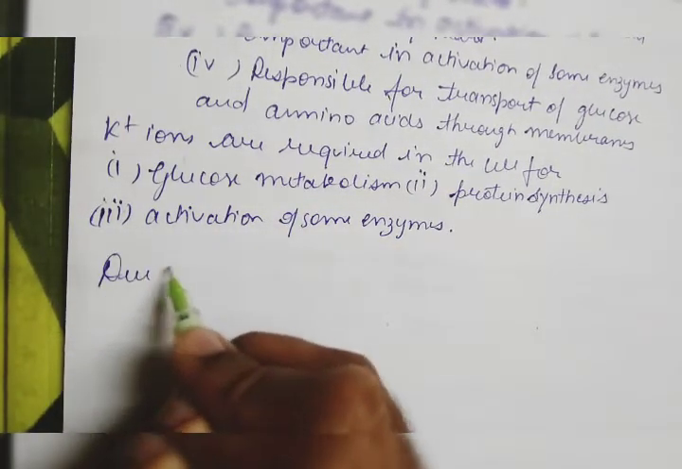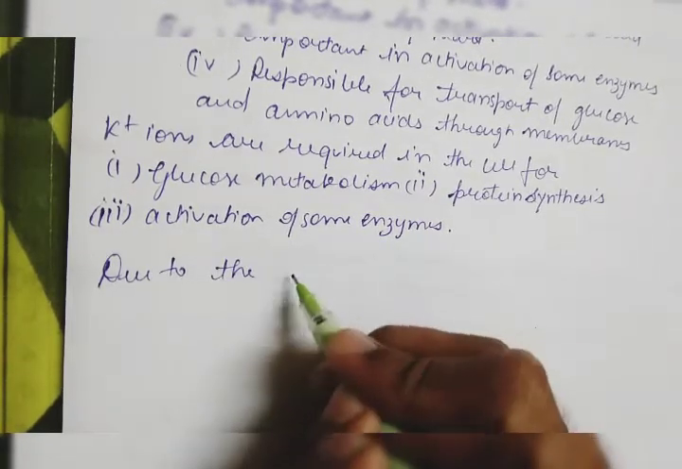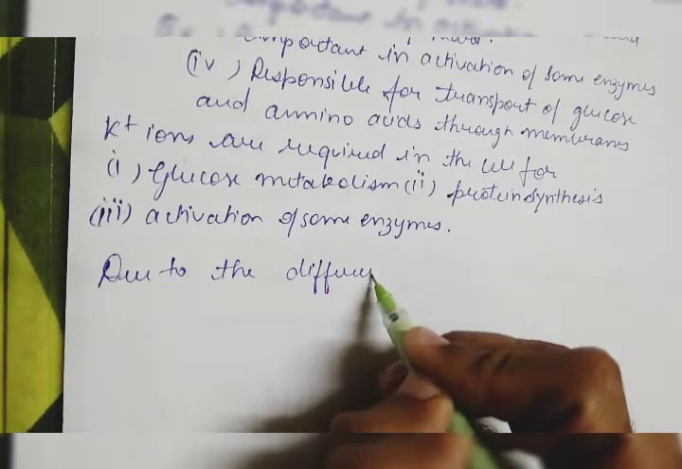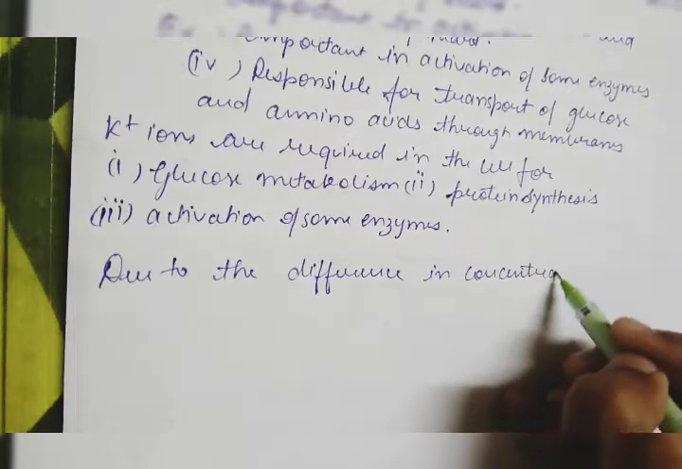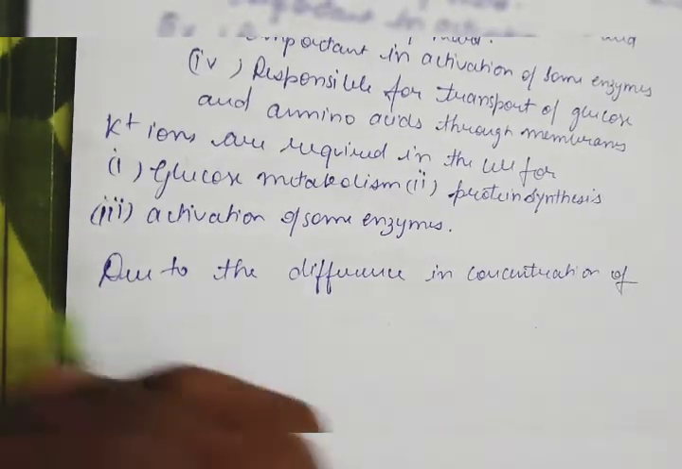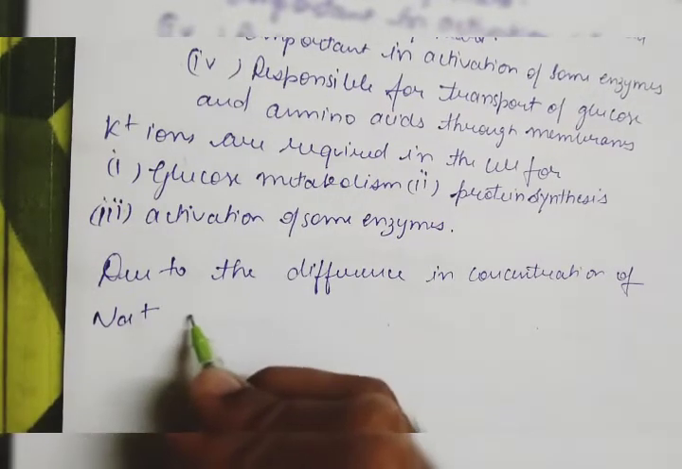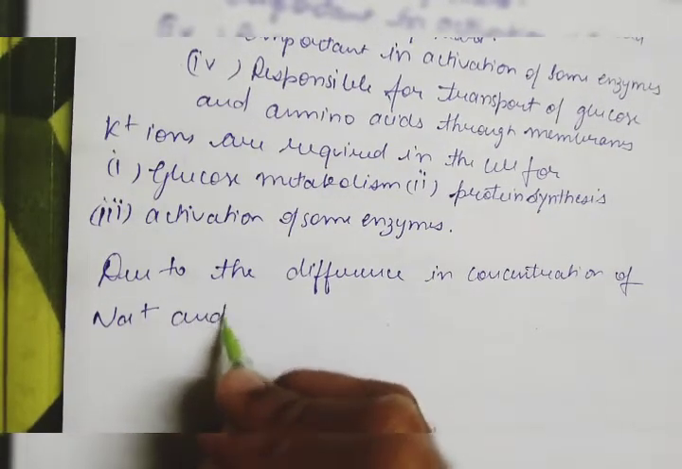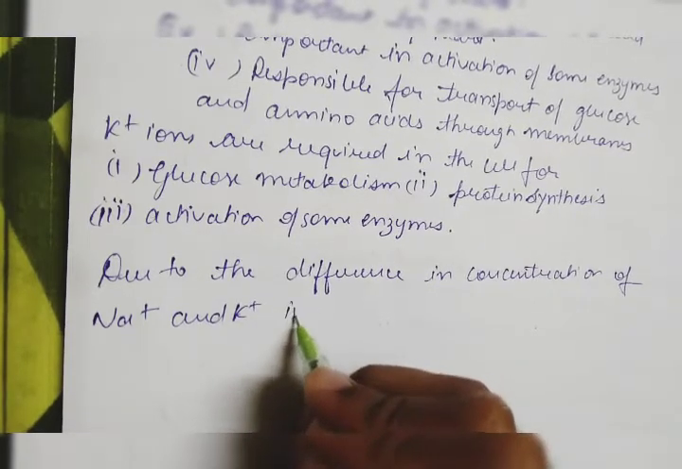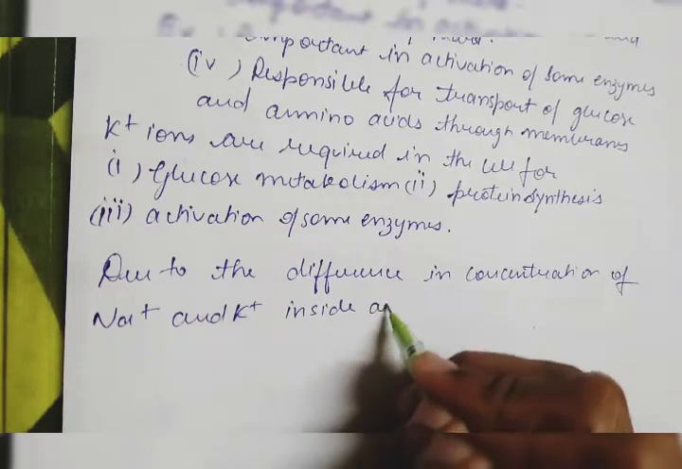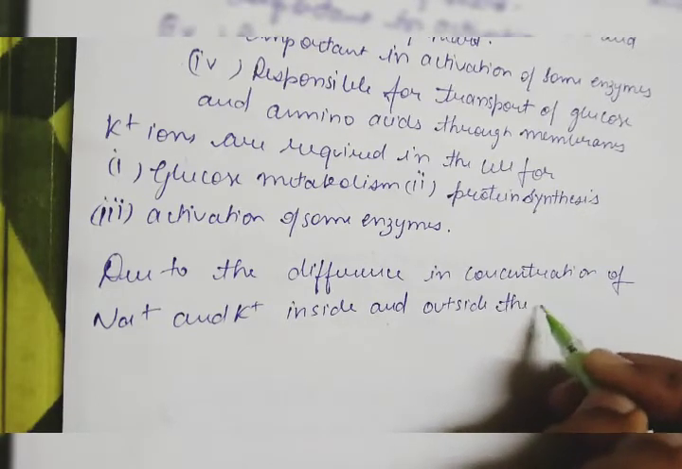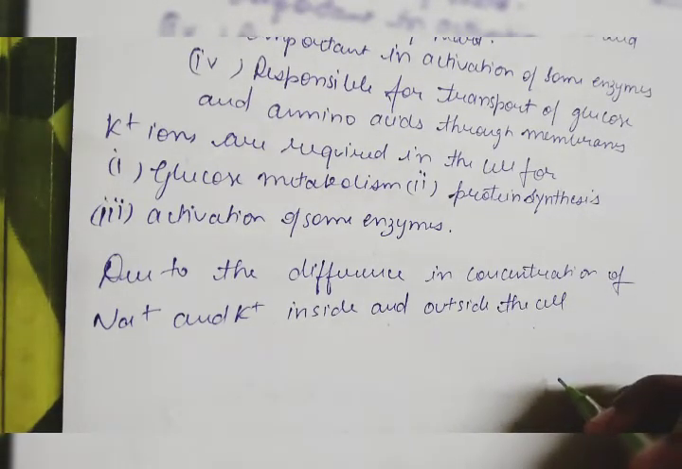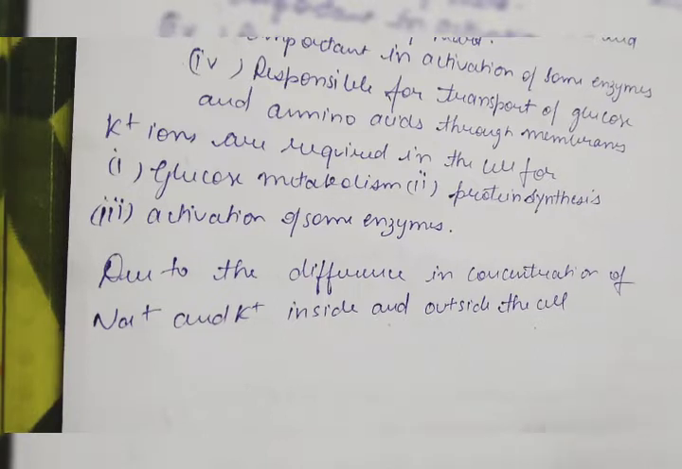Due to the difference in concentration of sodium ions and potassium ion inside and outside the cell, transport of sodium ion is favored.